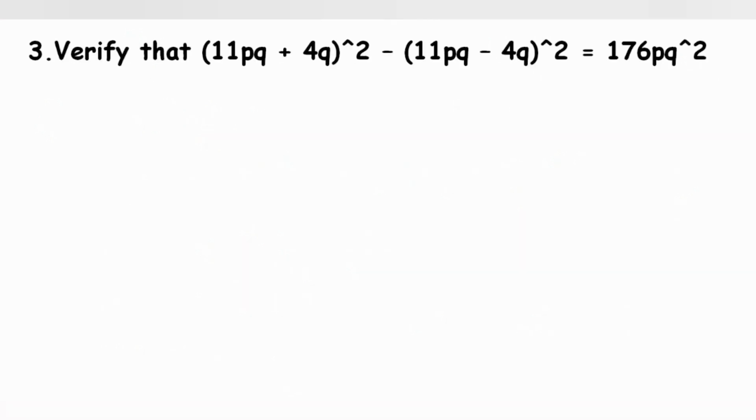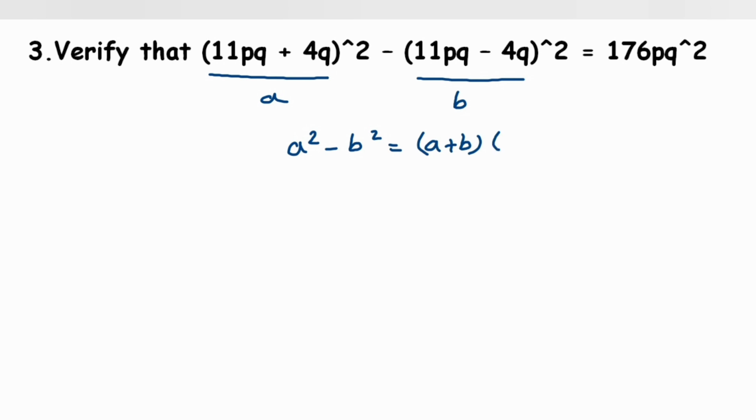Okay, so in third question we have to verify that 11pq plus 4q whole square minus 11pq minus 4q whole square is equal to 176pq square. Okay, so here we're going to use an identity. So look here, we have something square minus again something square. It's like a square minus b square. This whole thing I'm going to take as a, and this whole thing I'm going to take as b. Now if you compare here, it's like a square minus b square, right? So we know that a square minus b square is a plus b into a minus b. The third identity we're going to use here.